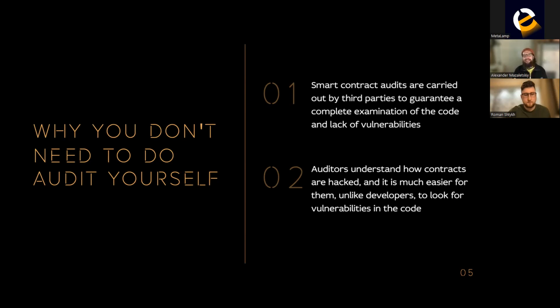Developers know exactly how the code should work and often don't think about the cases when something can go wrong. Independent auditors can look at the project with fresh eyes and sometimes find critical vulnerabilities that were missed by the development team. Also, in-house developers simply don't have proper skills to look for vulnerabilities in the code.